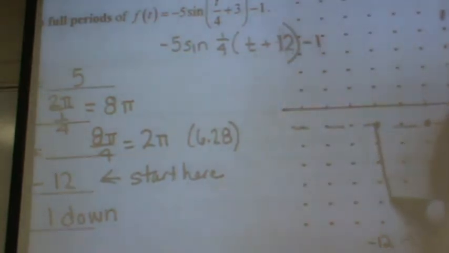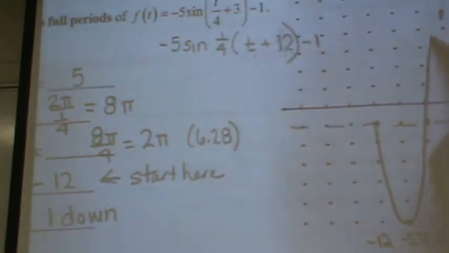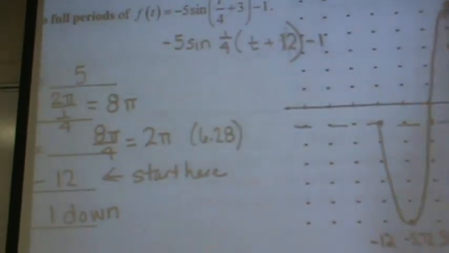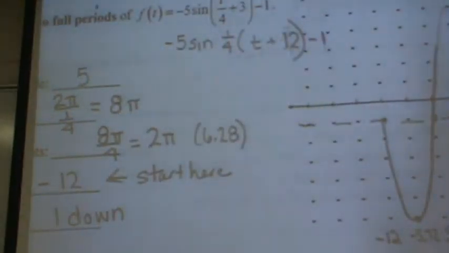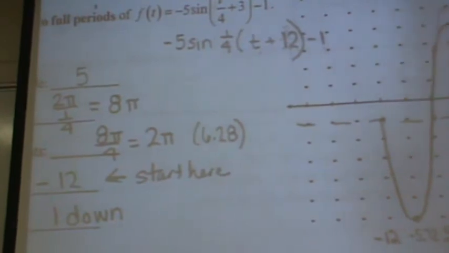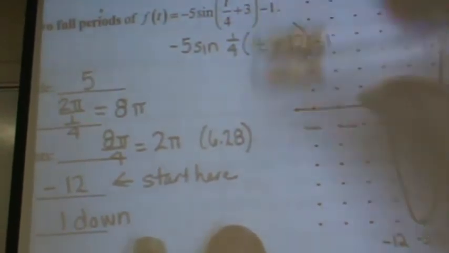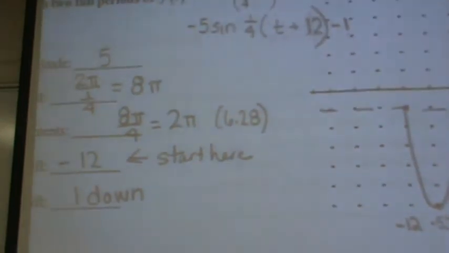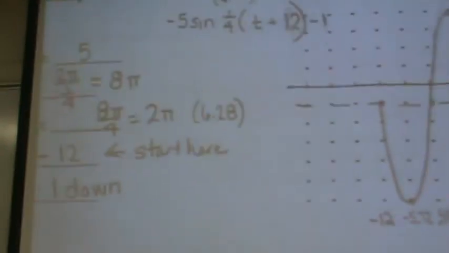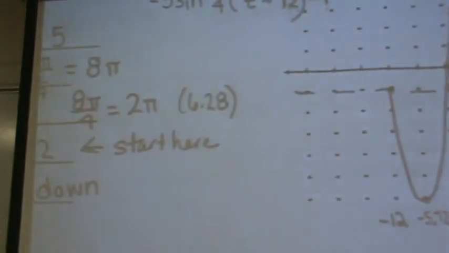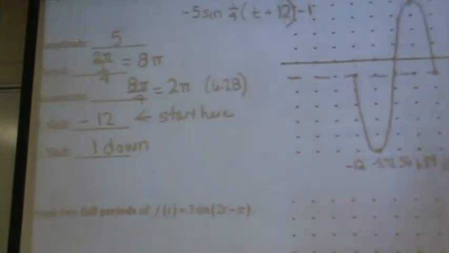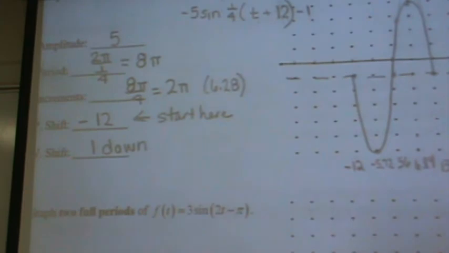So it looks like this. I went 6. I knew it. 1, 2, 3, 4, 5 should be here. Maybe it looked a little lopsided. 1, 2, 3, 4, 5. There we go. Do you get this? So to do 2 full periods, you would keep adding 6.28 and labeling your axis.